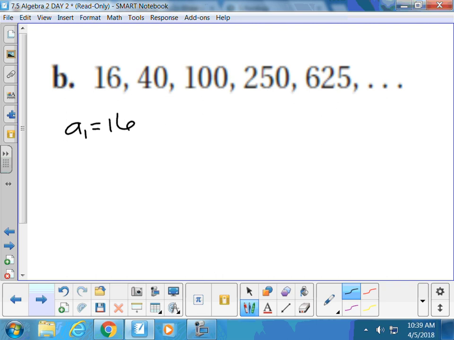2.5, yeah, so they probably got that by doing 40 divided by 16. But you just want to verify that works for all the other numbers. So is 40 times 2.5 100? Yes. Is 100 times 2.5 250? Yes. Okay. Let's write out our recursive equation.